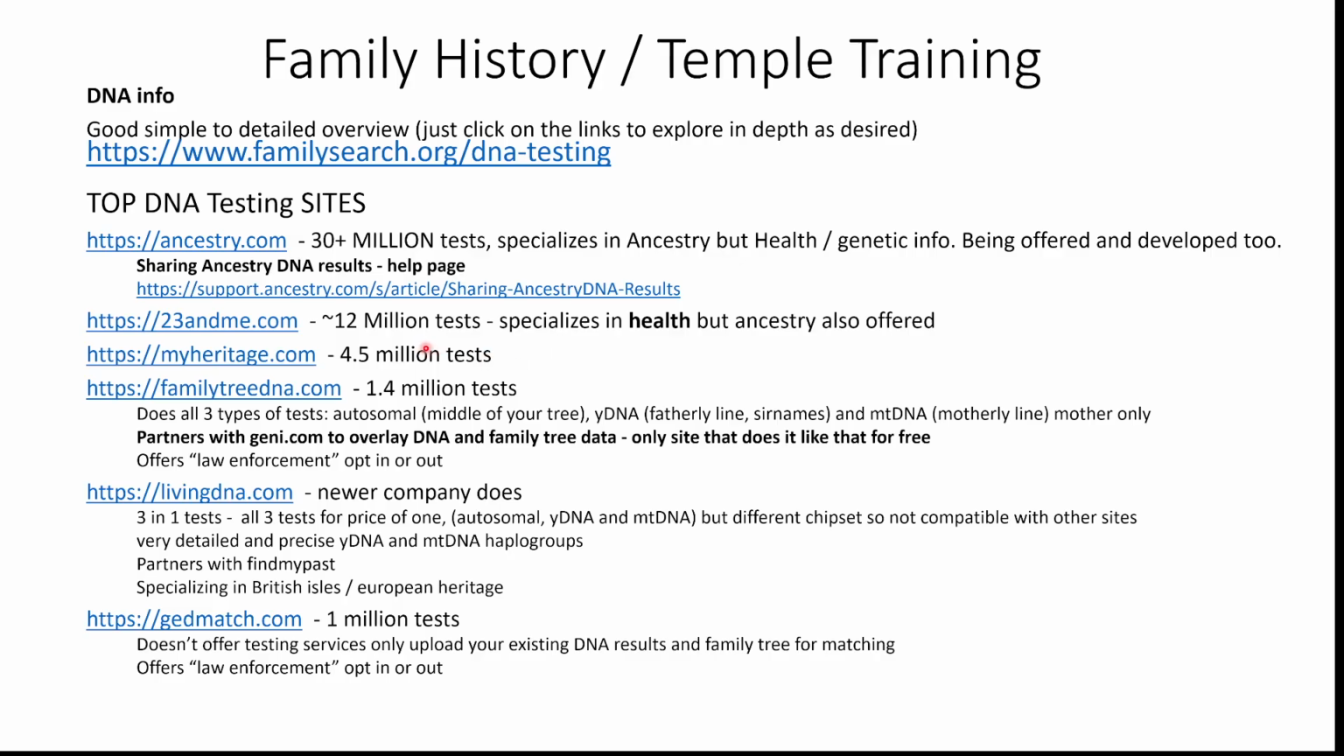23andMe, also, you have to pay to get in. They have over 12 million tests. They specialize in health, but they also have ancestry connections. They did go bankrupt and reorganize. They're still in operation, so they are a good site to go to as the second largest autosomal DNA site in the world. MyHeritage.com, 4.5 million tests.